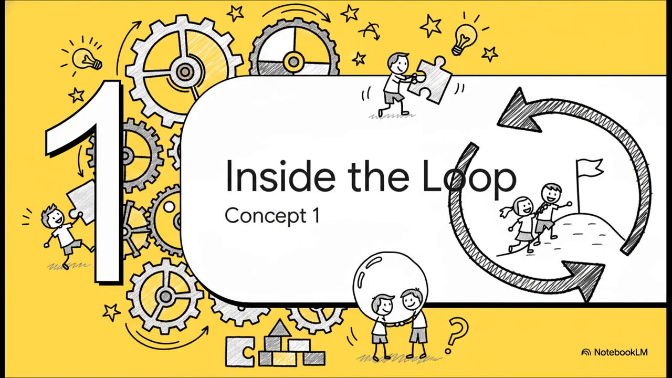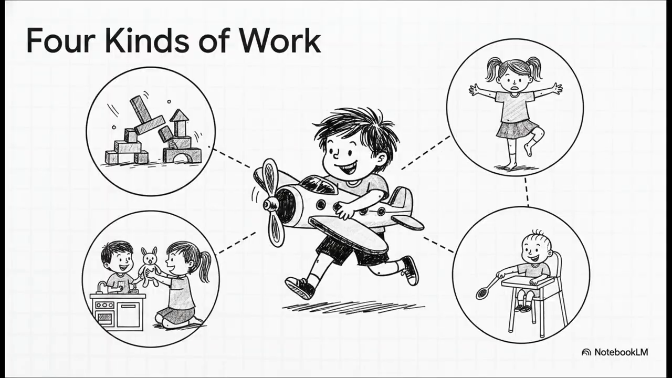All right, concept 1, inside the play loop. Let's pop the hood and open up the machinery of play. We really need to see exactly what kind of work children are doing when it looks like they're just having fun. The source suggests that play grows children when it creates just the right amount of challenge inside a safe, self-directed loop. And inside that loop, kids are basically compressing complex learning by doing 4 kinds of work at once.